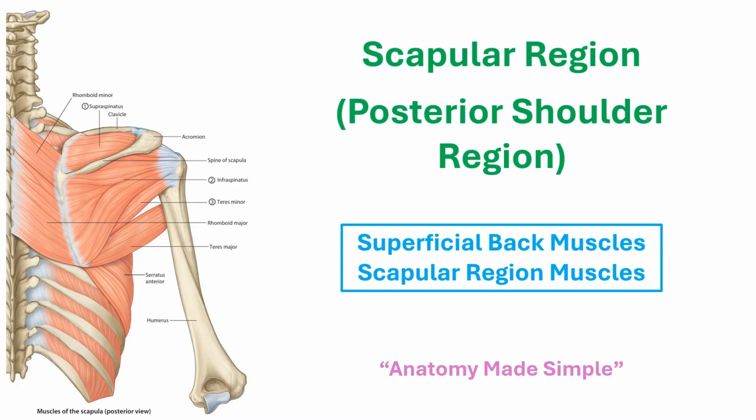This is the third video of the region of upper limb video series. In this video we learn about the anatomy of the scapular region, or posterior shoulder region. I will cover the superficial back muscles and scapular region muscles.